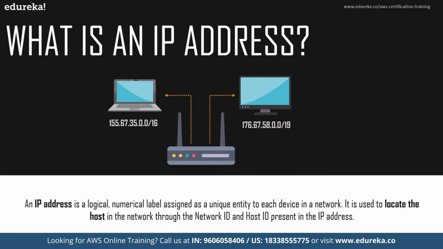Let us get deeper into understanding an IP address. Take for illustration a computer's IP address, 155.67.35.0. It consists of 4 parts. These 4 parts are known as octets. Each octet contains 8 bits. So in all, the IP address consists of 32 bits: 4 octets, each octet consisting of 8 bits. Therefore, 4 into 8, 32 bits.